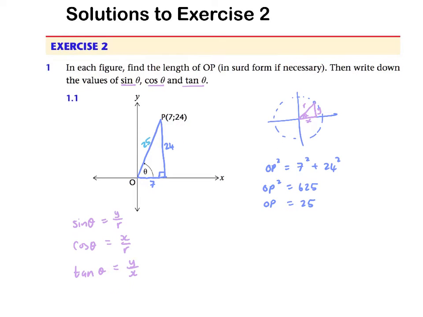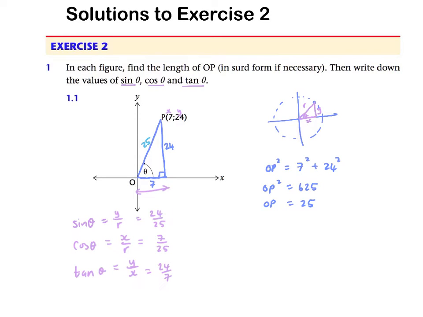Okay, so remember that 24 was the y, so that's x, that's y, right? So the adjacent is now x, the opposite is now y, and the hypotenuse is the radius. Okay, so what is the ratio of sine theta? y over r is going to equal 24 over 25. Cos theta is x over r, so that is 7 over 25. And then tan theta is equal to y over x, so that is 24 over 7. You leave it like that, as simplified fractions.